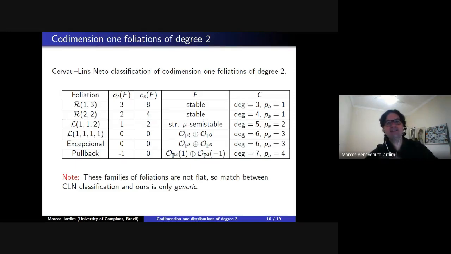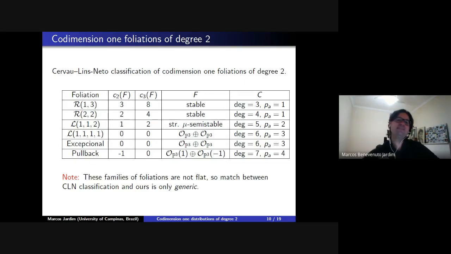So they show that the quasi-projective variety of codimension 1 foliations of degree 2 has 6 irreducible components that are labeled more or less like this. So these are the rational components and the logarithmic components, and there's something called an exceptional component and a pullback component. So this table here gives you the Chern classes of the tangent sheaf for each of these families of foliations. It tells you a little bit about the tangent sheaf and the degree and genus of the one-dimensional component of the singular locus.